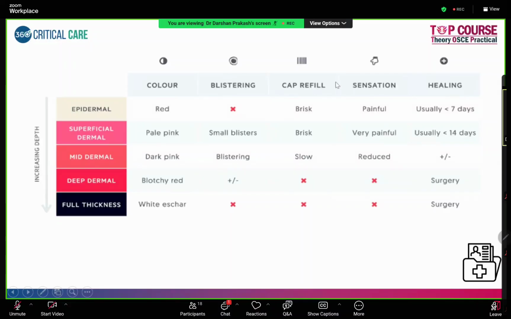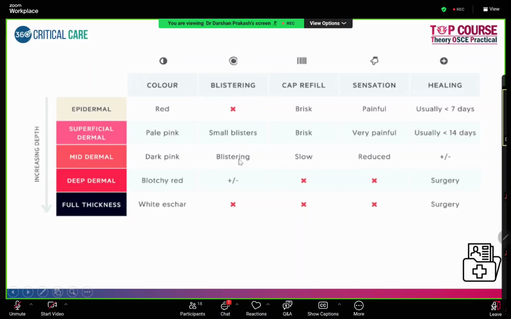Okay, so I've already mentioned earlier, mid-dermal, deep dermal, usually the pain will start reducing. Okay, only problem is, in these type of deep dermal and full thickness burn, surgery is the option. Epidermal, it is painful, but usually healing happens quite earlier. Blistering is one more thing that you need to see.